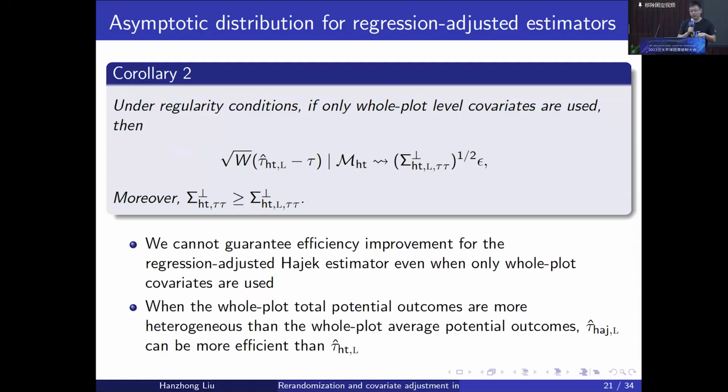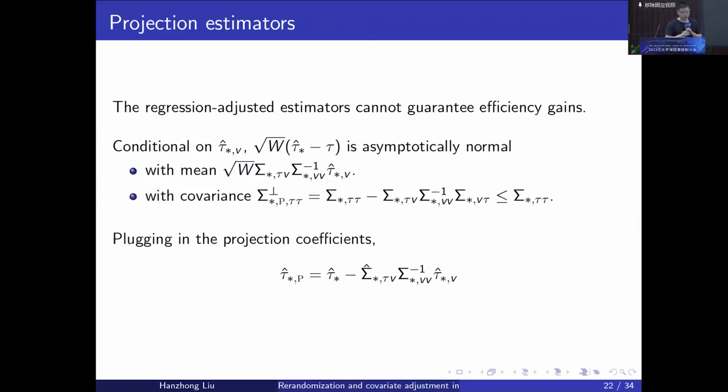However, we cannot guarantee efficiency improvement for the regression adjusted Hajek estimator, even if only whole plot covariates are used. To address this problem, we propose a projection of conditional inference-based estimator. The idea is easy.